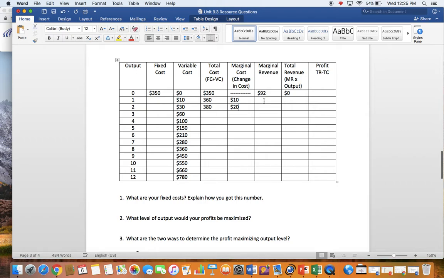Marginal revenue. Marginal revenue is your selling price. And actually, I'm going to type that in here, selling price.